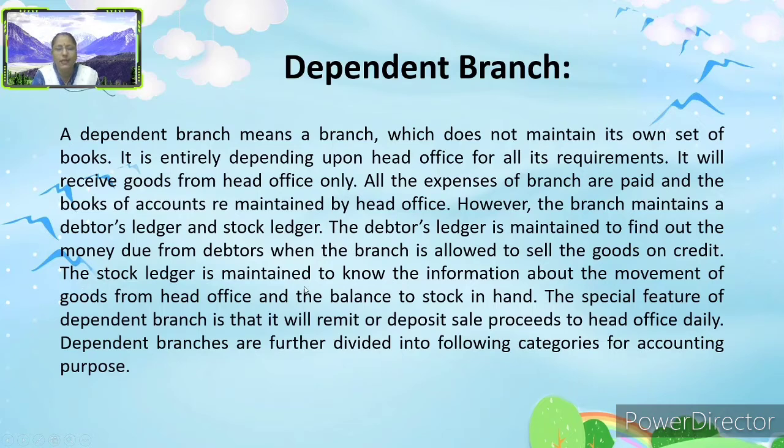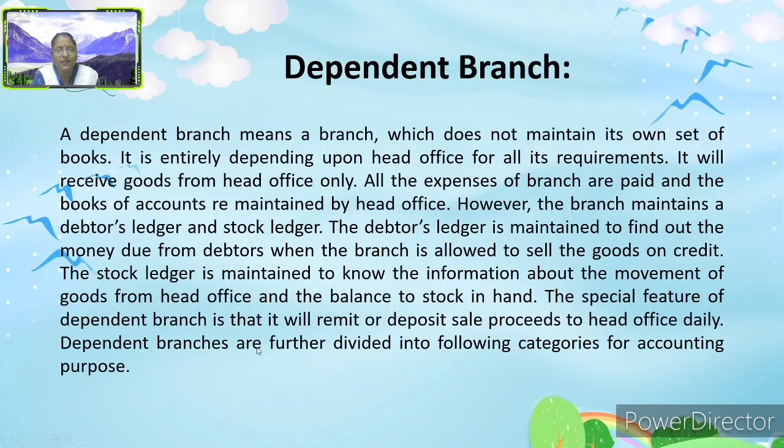The stock ledger is maintained to know the information about the movement of goods from the head office and the balance of stock in hand. The special feature of a dependent branch is that it will remit or deposit sale proceeds to the head office daily. Means what here? The branch which is selling the goods and services has to remit, day to day, whatever sales proceeds it has from the total goods it has sold.